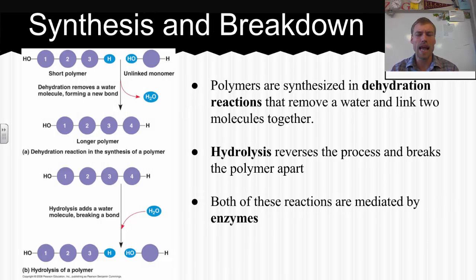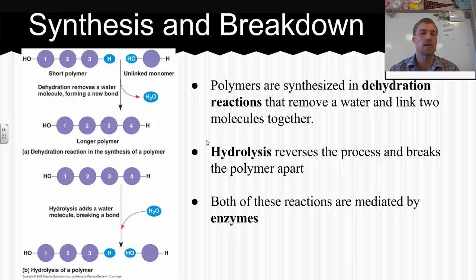So when we have polymers being created, they are formed through what is called a dehydration synthesis reaction, where a water molecule is removed between two different monomers, and it is basically kicked out, and then a bond is formed between those monomers. We can also have a hydrolysis reaction, which is what is used to break down polymers, where we add water back in, and then that breaks it apart.